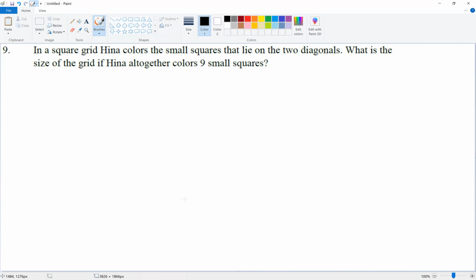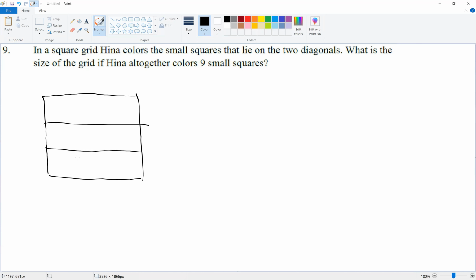I think it's like a 3 by 3 square. Okay, let's try. If it is 3 by 3, and these would be the diagonals, right? And this would be the other diagonal. Did I color 9 of them? Oh no, so it's not 3 by 3.